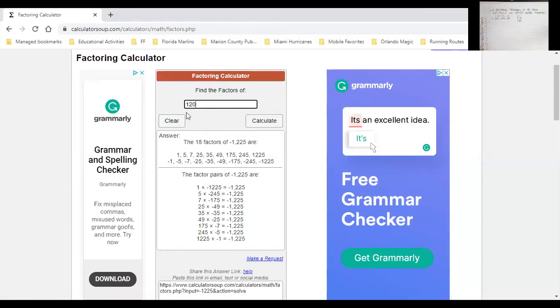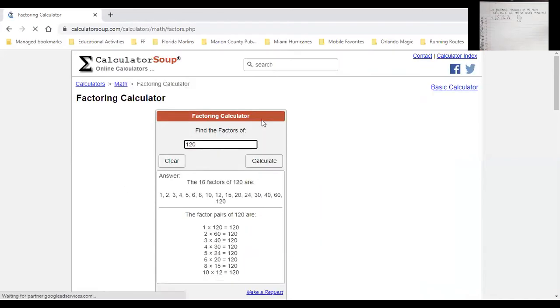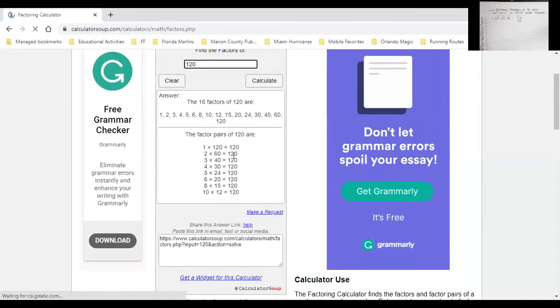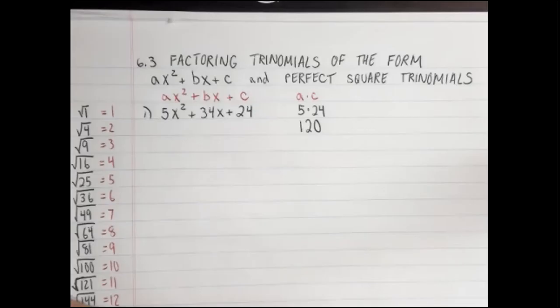Once you multiply the A and C, remember in the last problem we got 120, we just come to this program, put in 120, and calculate. It will tell you all the factors of 120. Our answer is going to be one of these. Going back to the problem, this middle value was 34, so we're looking for the factors of 120 that, when they add together, give me 34.